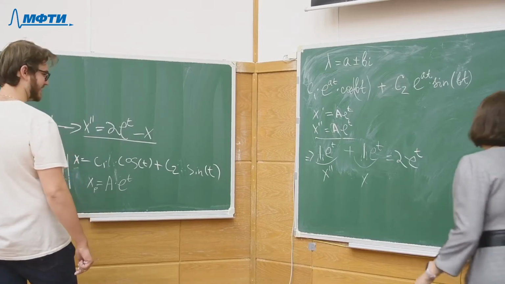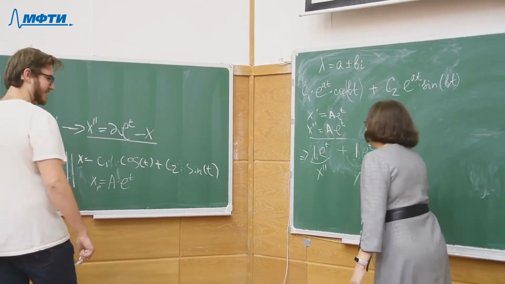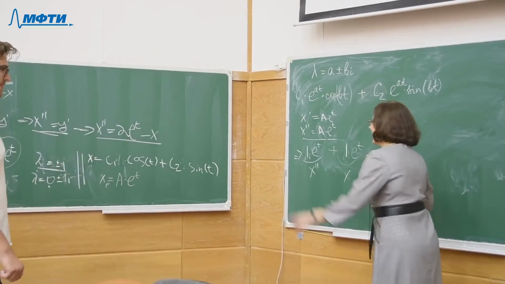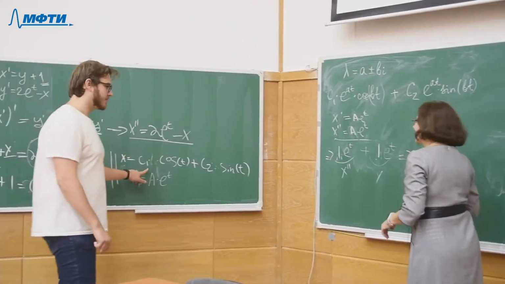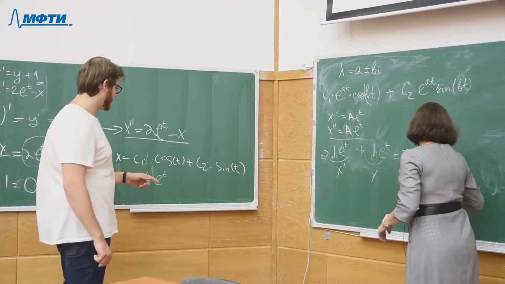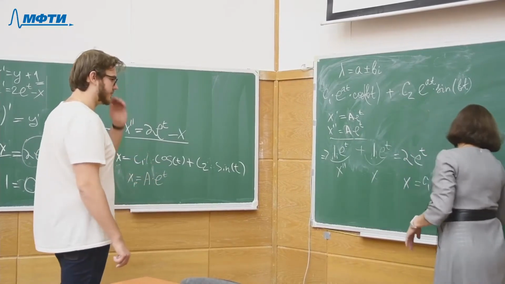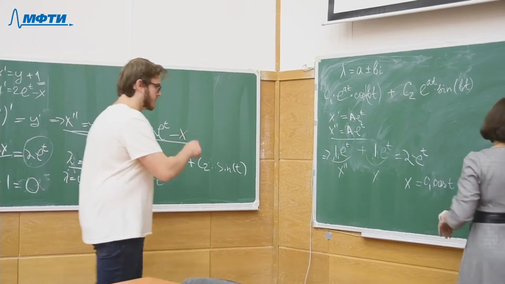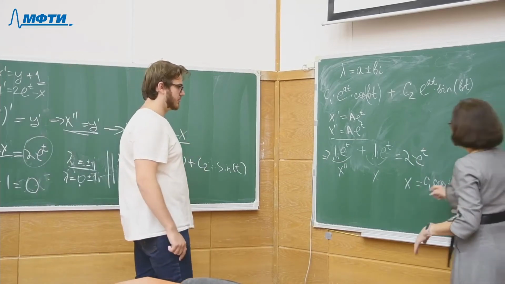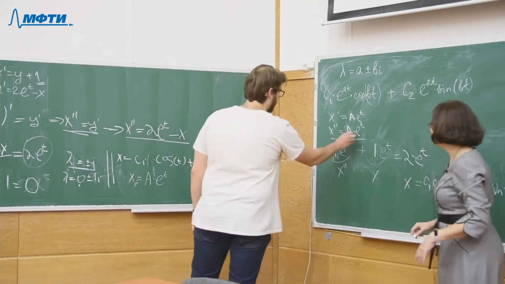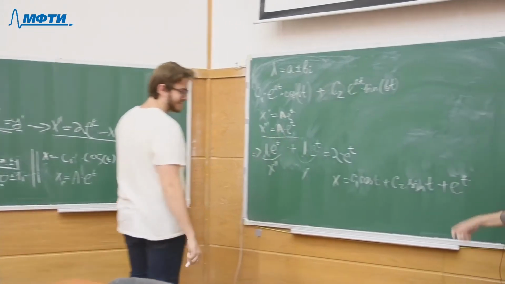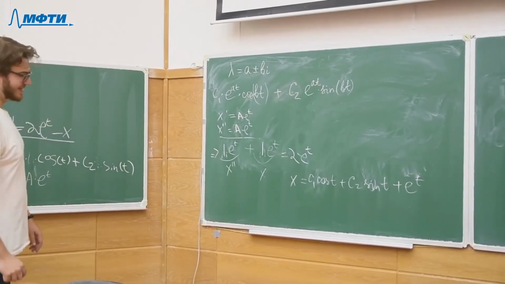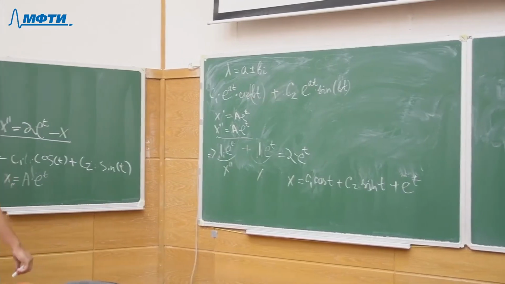So you should do the following. The answer is x equals c1 cos t plus c2 sin t, plus a particular solution, which is e to t, not 2e to t, since A is equal to 1. Of course. So this one we have completed. Next, let's continue.